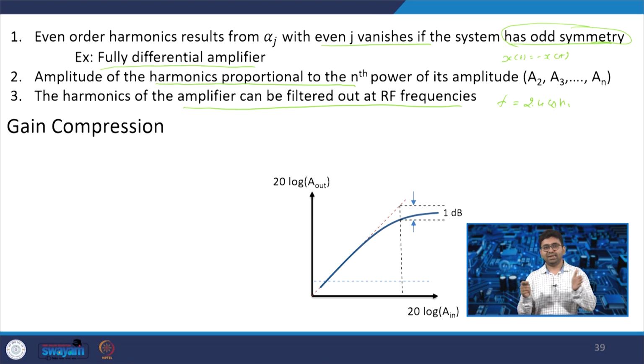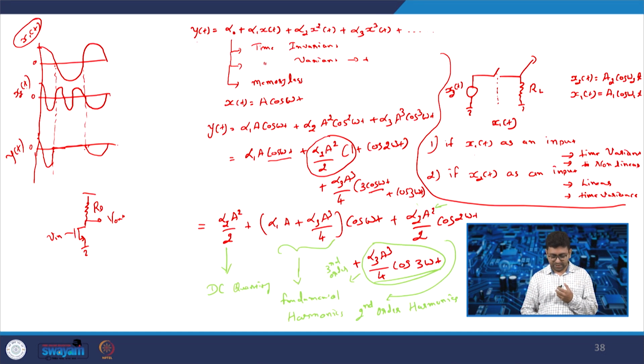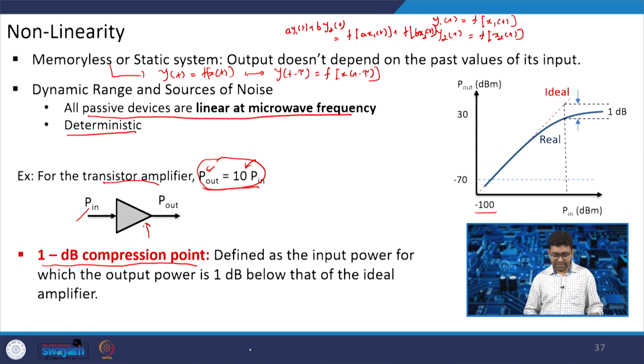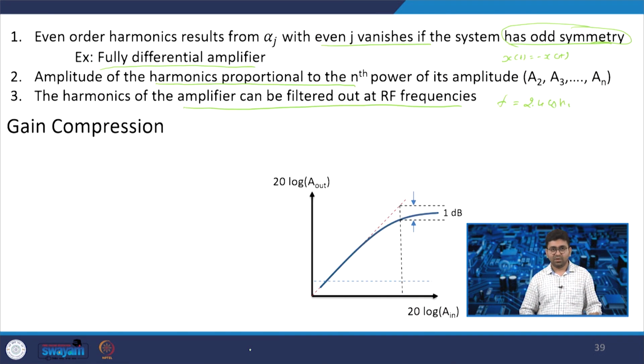So, you can easily filter out the other harmonic components. Now we are interested in the component which is the fundamental harmonic, so we need to consider the fundamental harmonic. This fundamental harmonic has two terms, alpha 1 and alpha 3, that is, the first-order alpha and the third-order alpha. Here, with alpha 1 and alpha 3, we can have two behaviors.